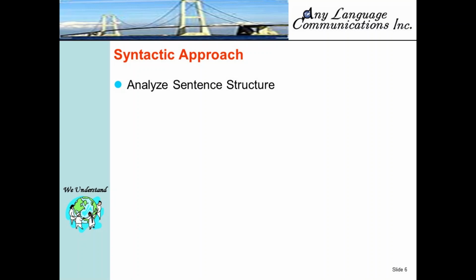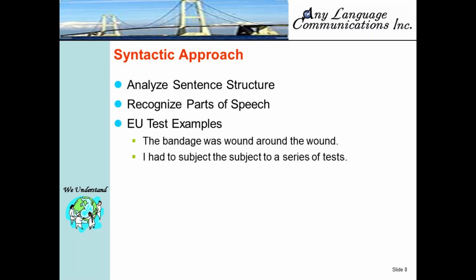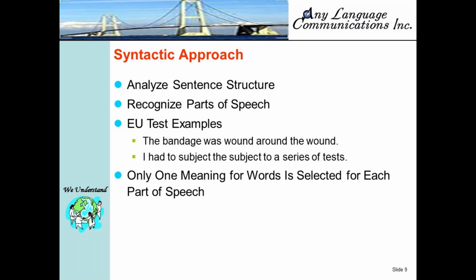The syntactic approach is just about the sentence structure, not about its meaning. The focus is on verbs, nouns, etc. Here are a couple of examples that the European Union has used to decide if a language system is good or not. The bandage was wound around the wound, and I had to subject the subject to a series of tests. These are easy. If a word is preceded by a helper verb, it's a verb. If it's preceded by an adjective, it's a noun. Easy. Analyzing for meaning is very hard. And because meaning isn't involved, only the most common meaning is always selected. That's why so many translation programs are so awful.